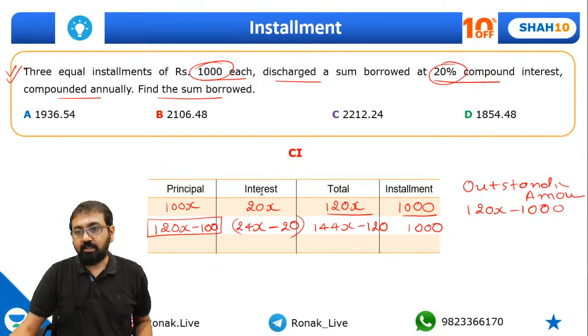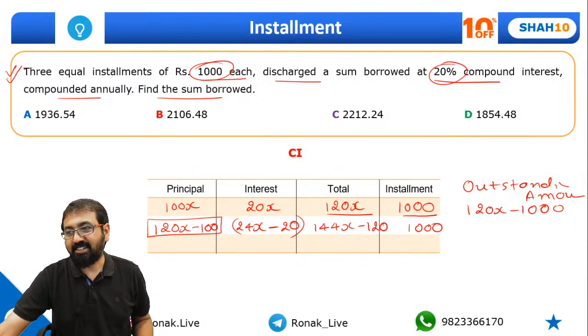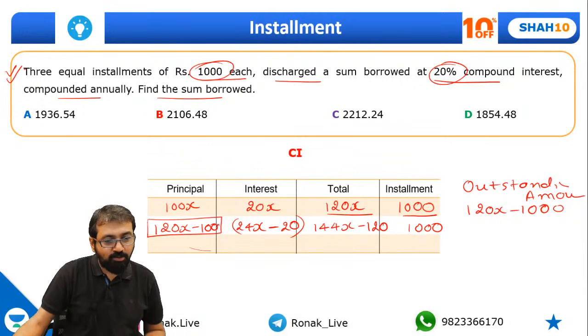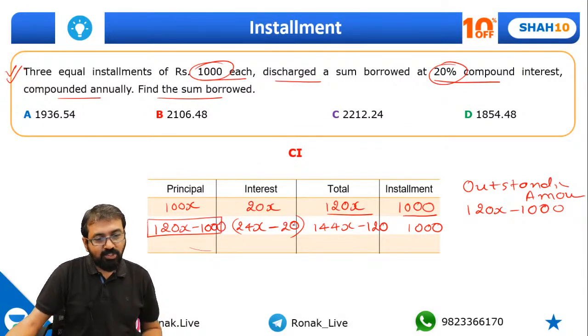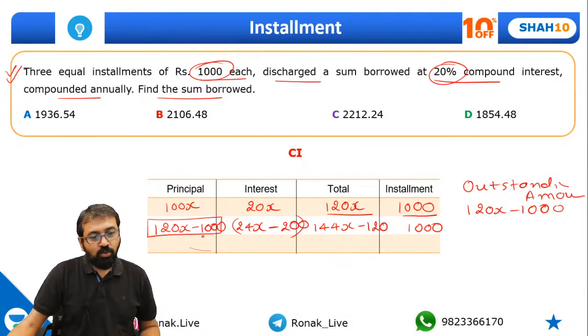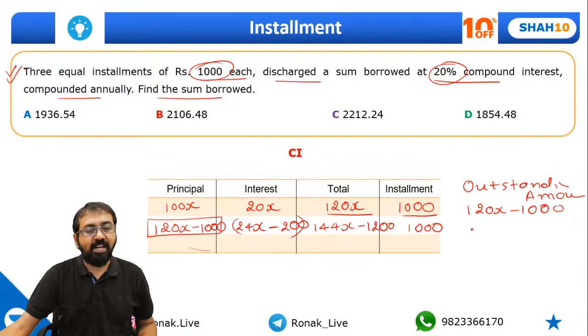Guys, that is a mistake. Just a moment, this installment was of 1000 rupees, isn't it? So this should be 1000 over here, right? So this should be 200. So this will come out to be 1200. Okay, and again I'm subtracting this installment out of that. So what will be the value? Yeah, it will be 144x minus 2200.